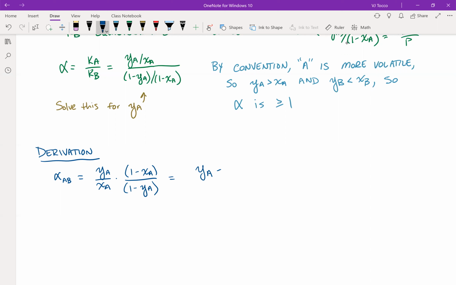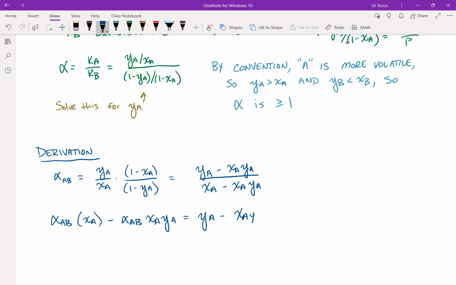So I've got Ya minus Xa Ya over Xa minus Xa Ya. Now I'm going to multiply both sides by the denominator to make it so that there are no fractions, and I'll distribute through the alpha. So I've got alpha AB times Xa minus alpha AB Xa Ya is equal to Ya minus Xa Ya.